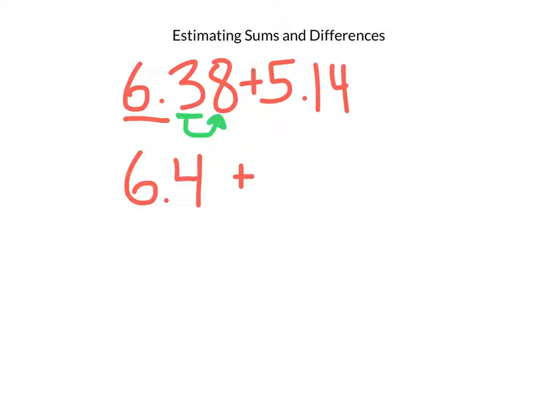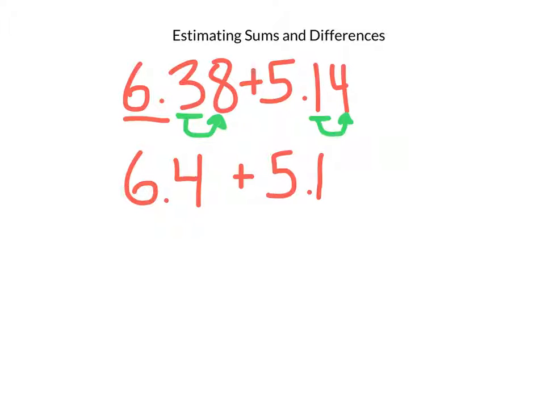5.14. Here's my tenths place value. I look immediately to the right and it's a 4. So if it's 4 or lower, I round down, which means the 1 stays the same. And I remember to include everything that came before that. So now I have 6.4 plus 5.1.